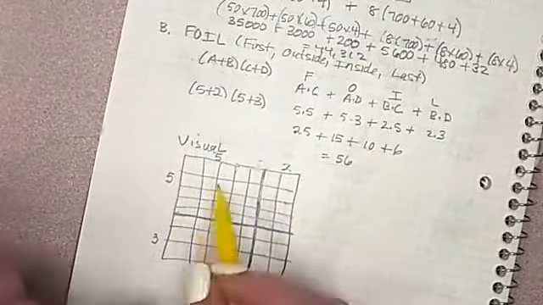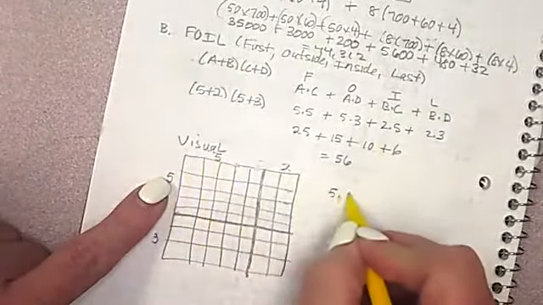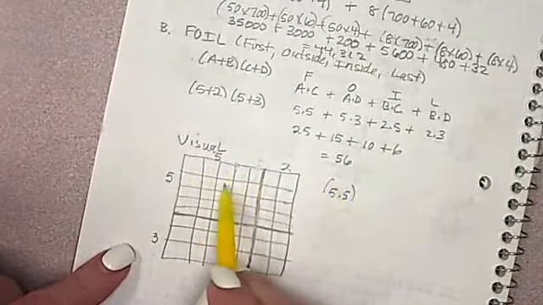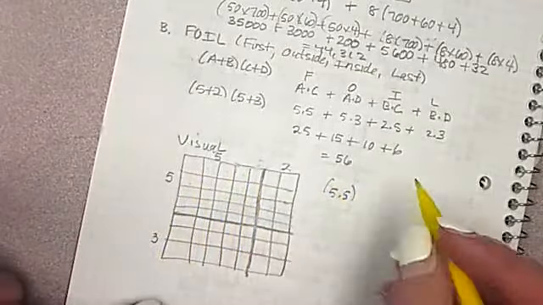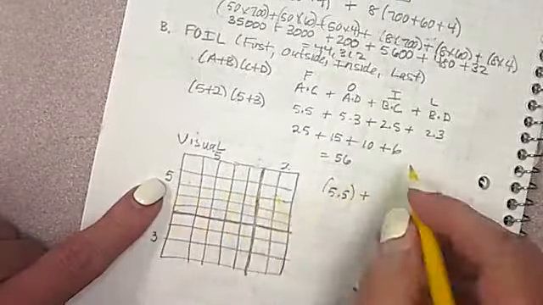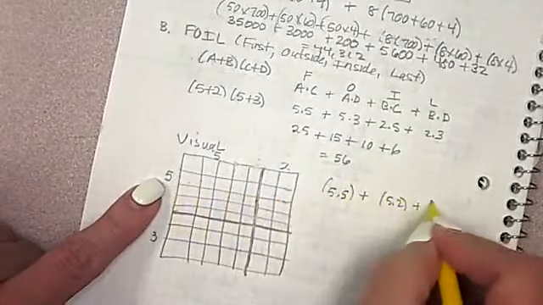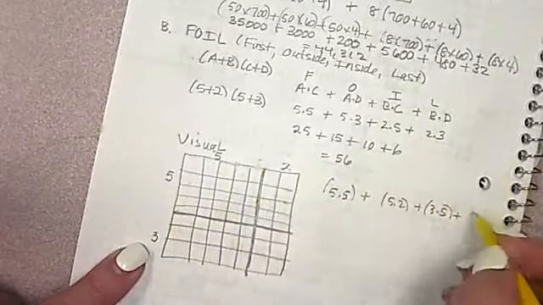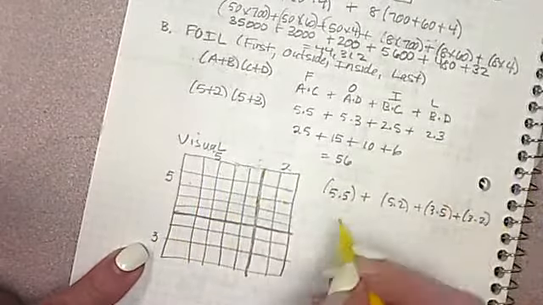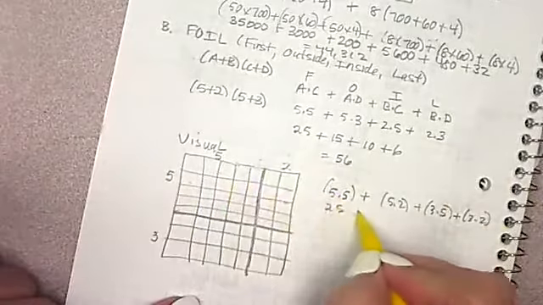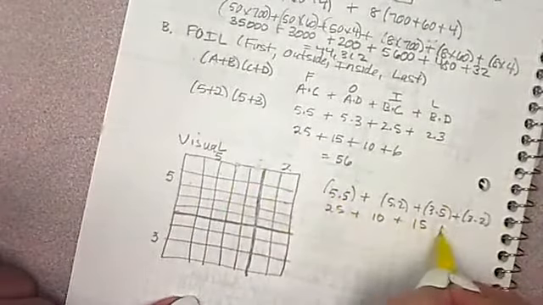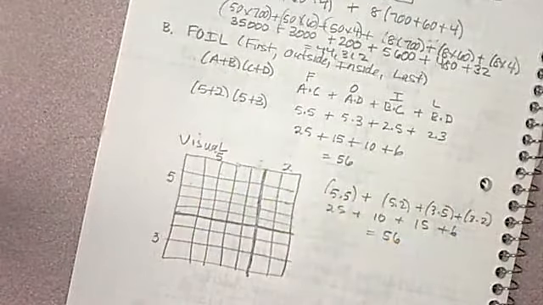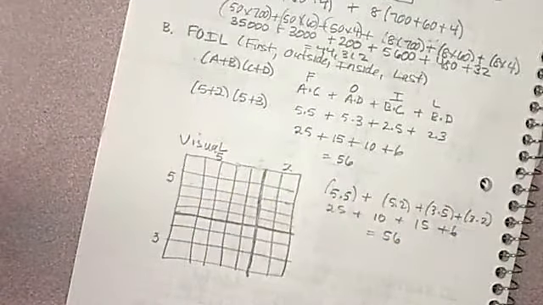So students can see, all right, 5 times 5. What else they can see is they could just go through and count them individually if they needed to, and that's why that visual is helpful for them. And then we have 5 times 2, 3 times 5, and then 3 times 2. So they can count them and recognize the value, and that also turns out to be 56. So just a couple different ways to look at the distributive property.